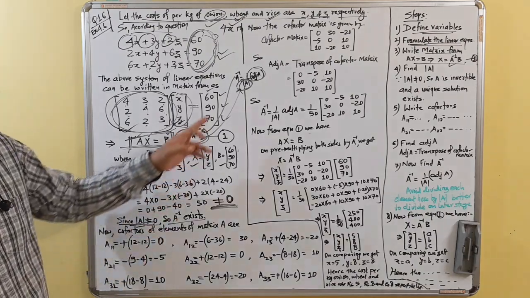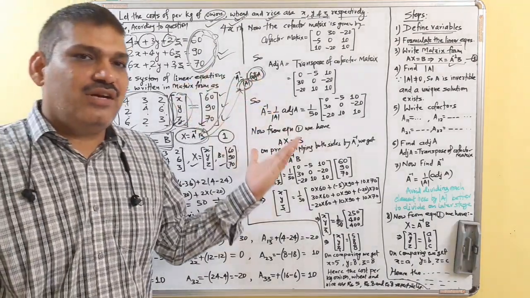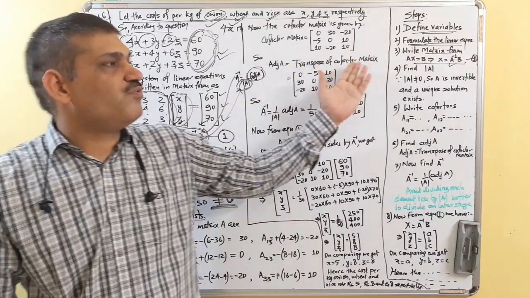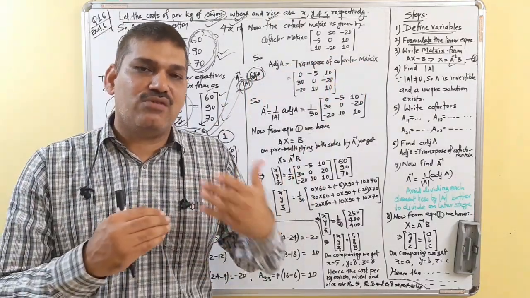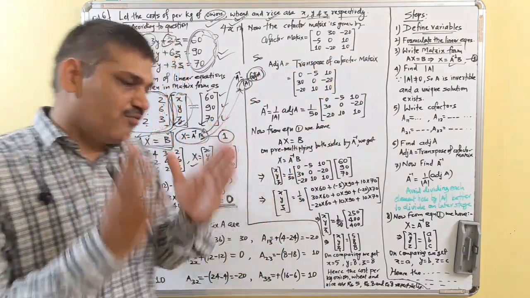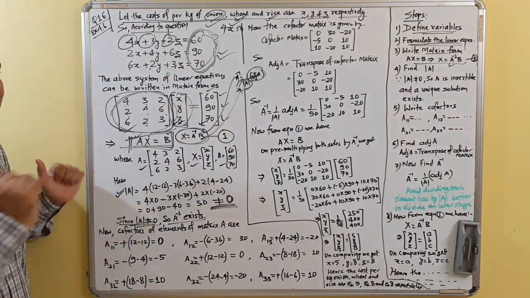Now we are to find the adjoint A. What is adjoint A? The transpose of the cofactor matrix. That means we need the cofactors of all the elements. Now we find the cofactors of each and every element.